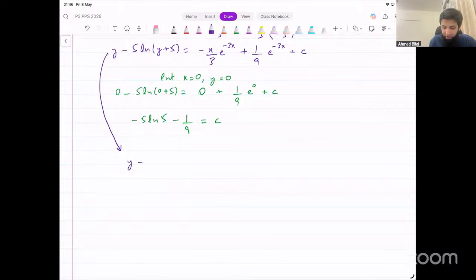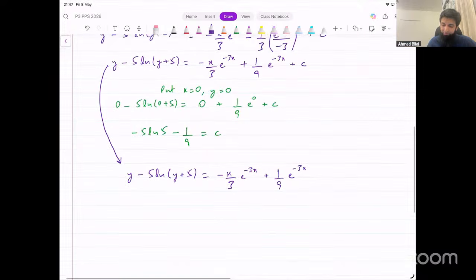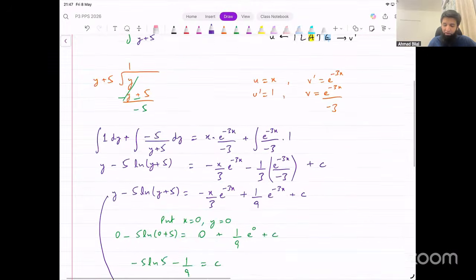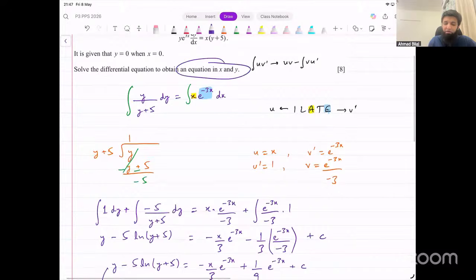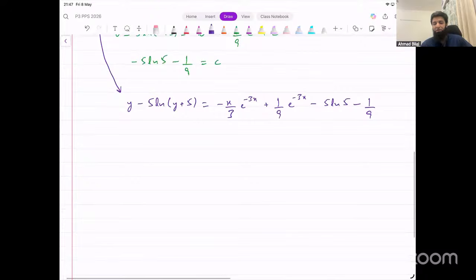What's that going to be? y minus 5 ln of y plus 5, that is equal to minus x over 3 e raised to power minus 3x plus 1 over 9 e raised to power minus 3x plus c. The value for c is minus 5 ln 5 minus 1 over 9. They wanted a relation between x and y, some equation between x and y. They don't want us to make any specific variable the subject.